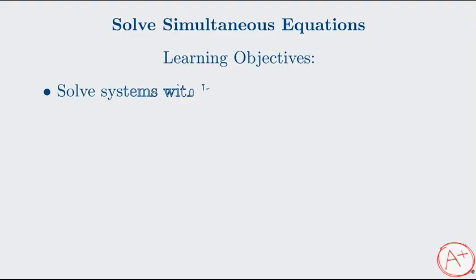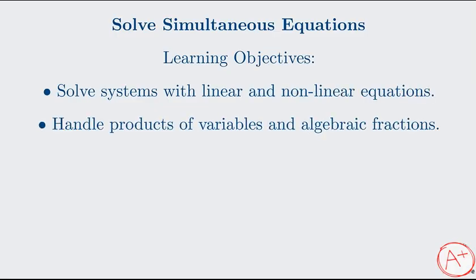Today, we are mastering the techniques required to solve simultaneous equations involving both linear and nonlinear systems. This topic is a cornerstone of the Cambridge IGCSE Additional Mathematics syllabus. You will learn to navigate complex algebraic structures, including products of variables and algebraic fractions. Understanding this is vital because it allows us to find where two graphs intersect, a skill frequently tested in the exams to separate A and A star candidates.